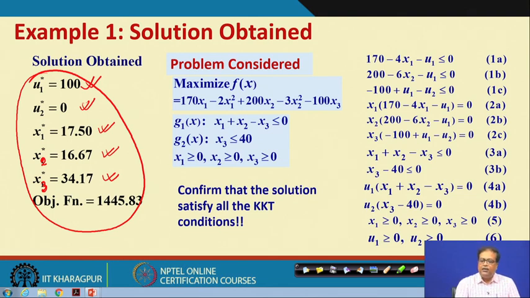So, since we have obtained them by inspection, we should verify further. If you put x1 star 17.5 and u1 equal to 100, you see that this becomes 0. So, it is satisfied. The second one is also satisfied, the third one yes, the next 3 yes, this one yes, this one yes, this one u1 is 100 and this one is 0 yes, u2 x2 equal to 40 yes, that is also yes. So, that means all the conditions are satisfied. That means this trial solution really satisfies all the KKT conditions, right.